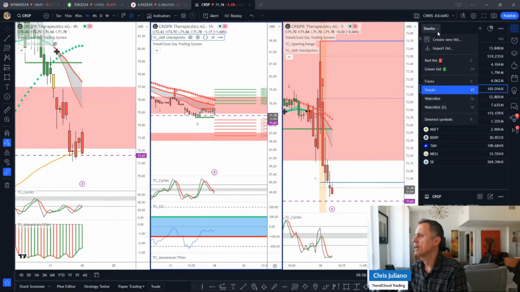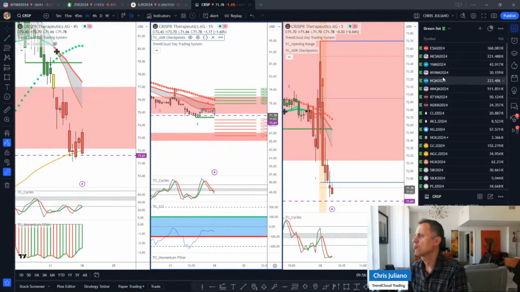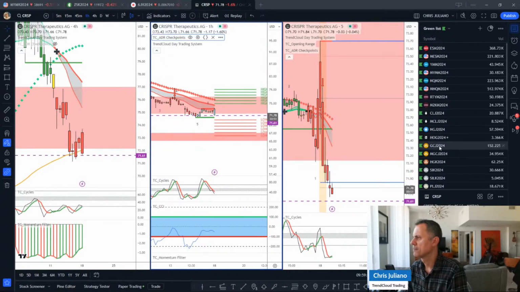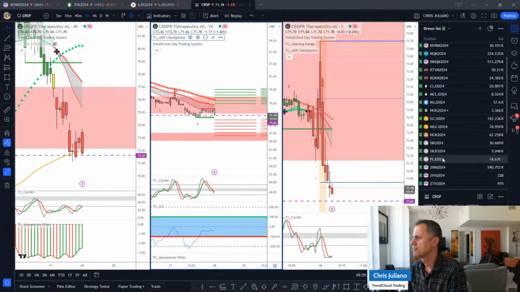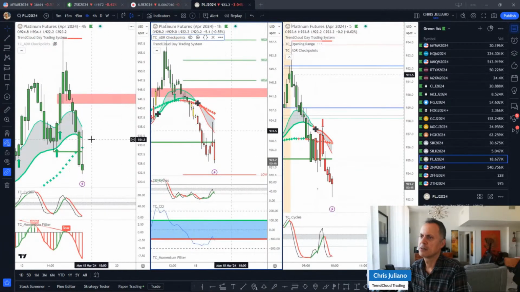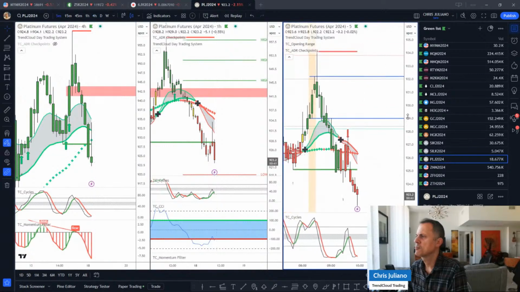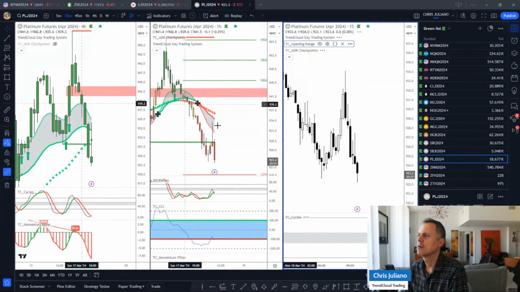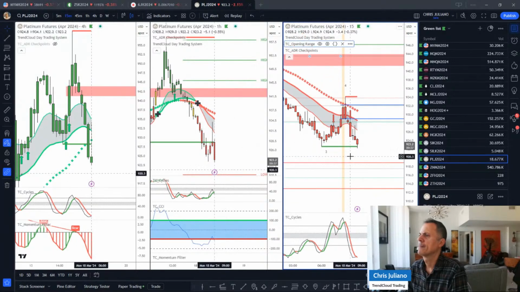Let's see. Let's go back to our green list. Let's check on the, let's see here. Platinum. Platinum broke out to the downside. 15-minute chart.